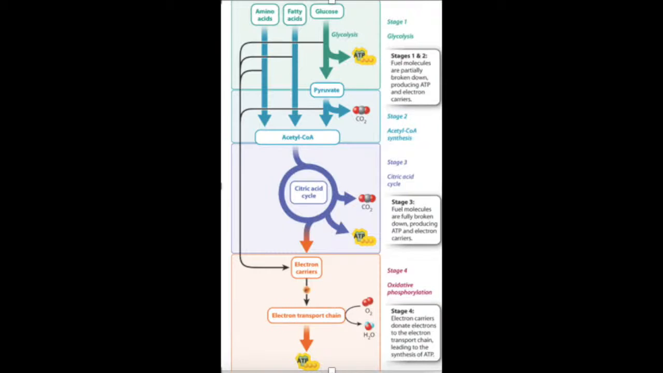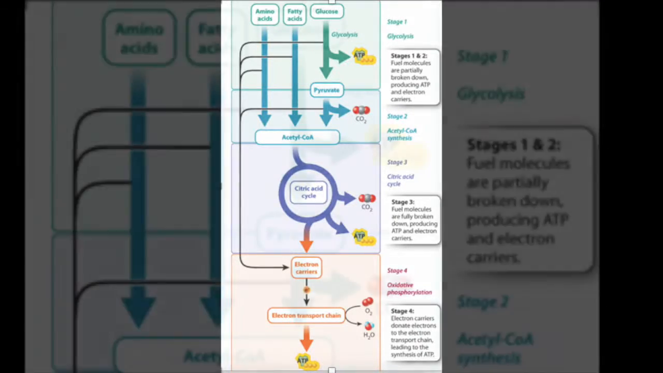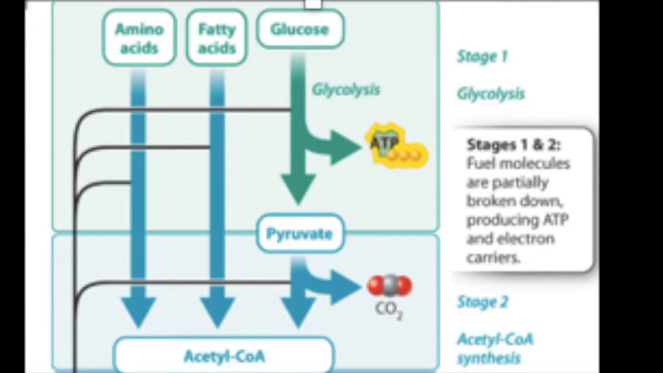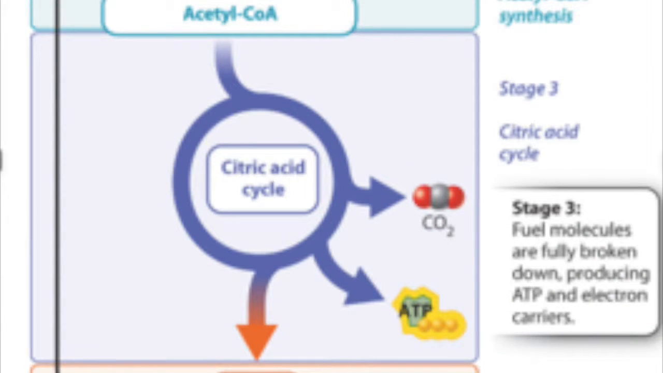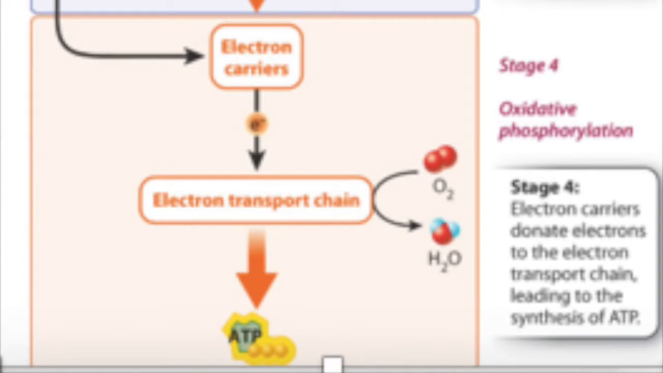As we can see in the photo, cellular respiration is broken down into four stages. Stage 1, glycolysis. Stage 2, acetyl-CoA synthesis. Stage 3, citric acid cycle. Stage 4, oxidative phosphorylation.